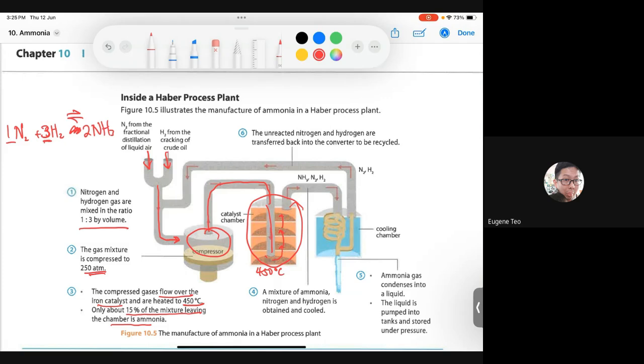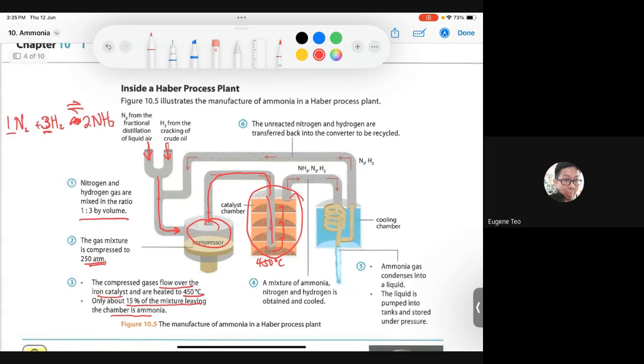Okay? Now, so 15% is ammonia. So only 15% is ammonia. I still have about 85% of nitrogen and hydrogen. Now, if I just let go of this hydrogen and nitrogen, it's actually a waste. Why? Because when this is let go into the air, I'm losing 85% of the raw materials that I pumped in.